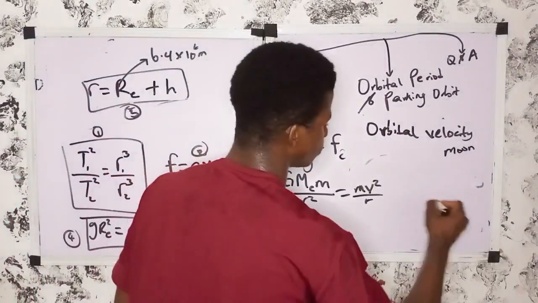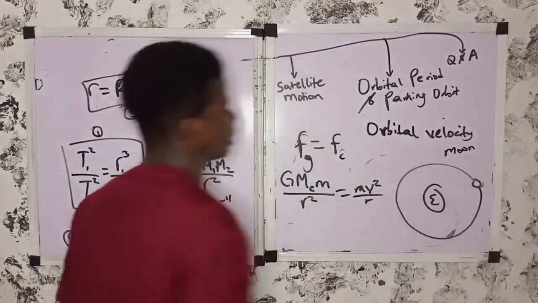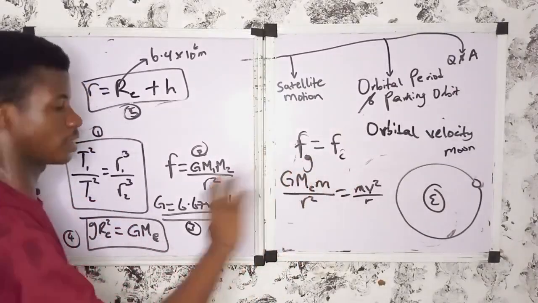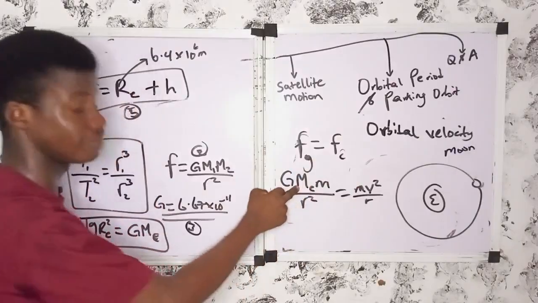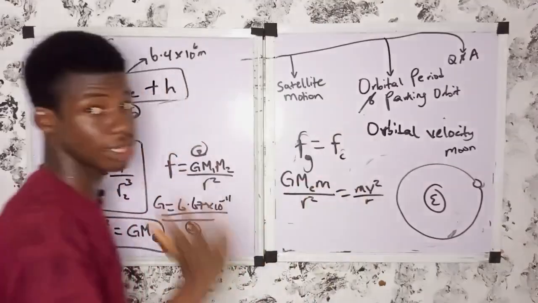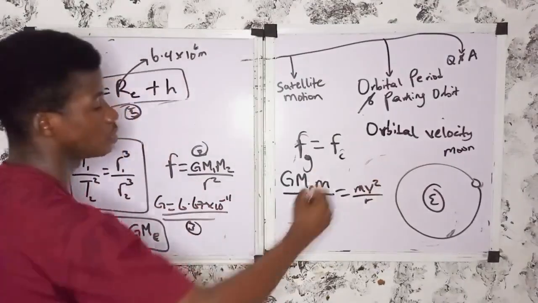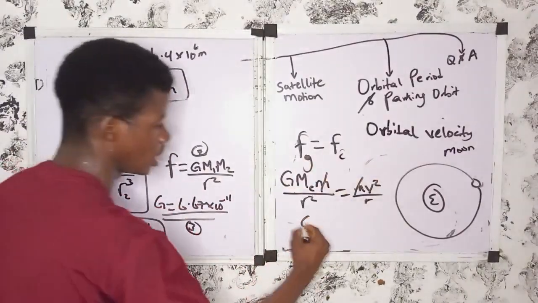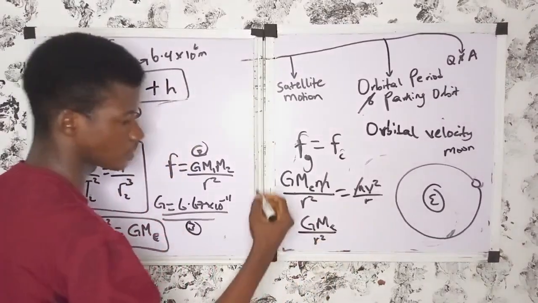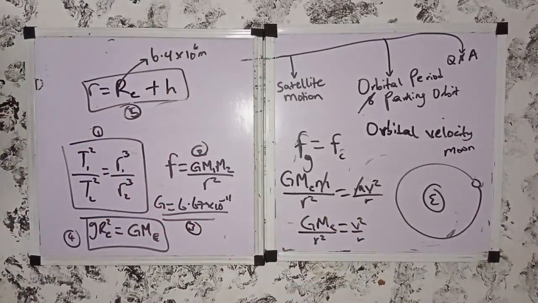Let's say this is the Earth and this is the satellite moving around. This mass is the mass of the Earth, and this other mass is the mass of the satellite. We want to derive orbital velocity, so we cancel the satellite mass. We'll be left with G M_E over r squared equals to v squared over r.